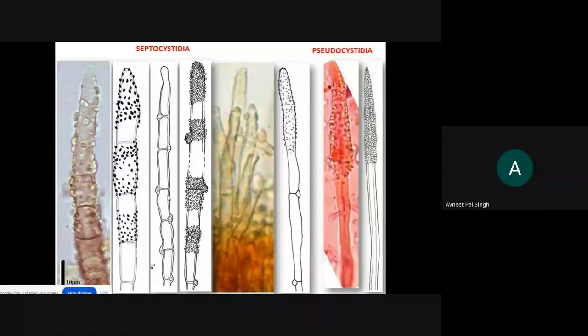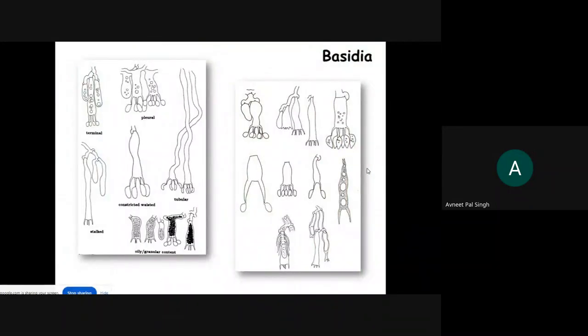Some call it Leiomyces. So that again gives you a kind of structure. There are few genera where skeletal hyphae or generative hyphae are extended beyond the hymenium. They do not form true cystidia, rather they are hyphal extensions, and we call them pseudocystidia. So these structures have to be looked upon carefully.